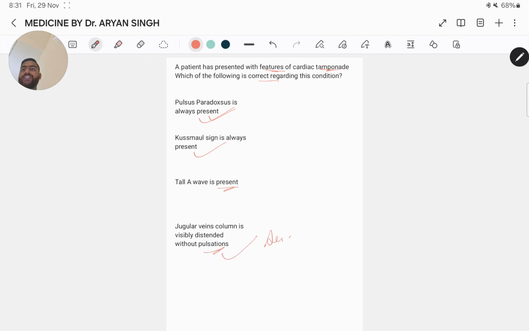This one is the correct answer because cardiac tamponade refers to the accumulation of fluid in the pericardial sac, which puts pressure on the heart and impairs its ability to pump effectively. When the jugular venous column is visibly distended without pulsation, this is a characteristic finding of cardiac tamponade. Due to the increased pressure in the pericardial sac, the jugular vein becomes visibly distended, but the normal pulsation with each heartbeat is diminished or absent.